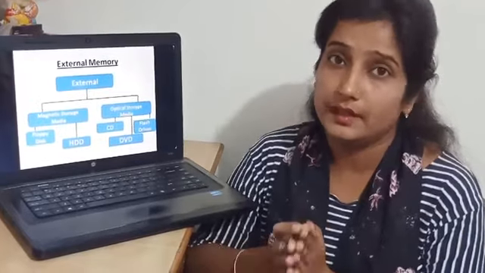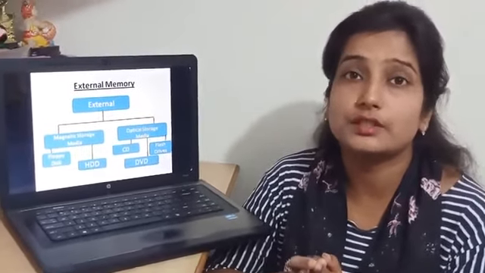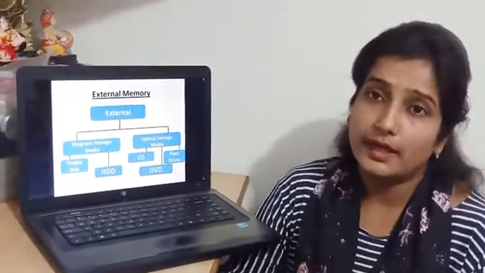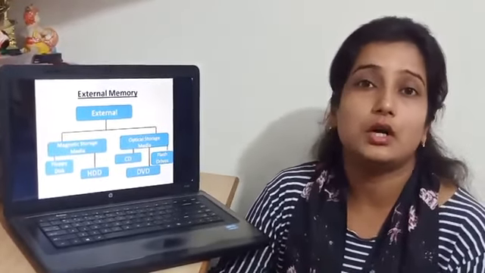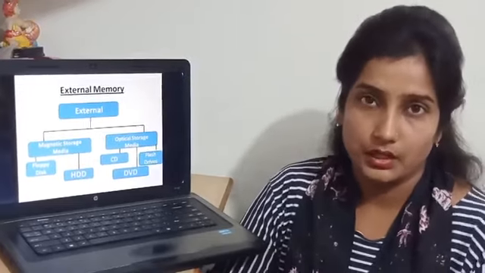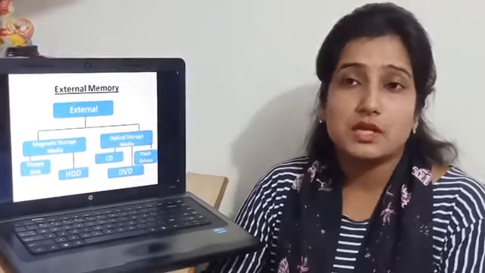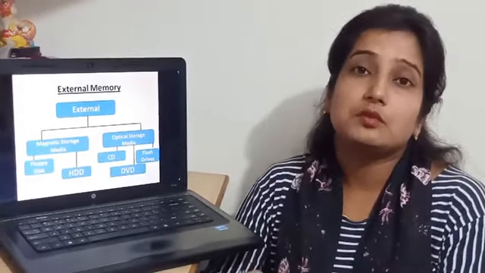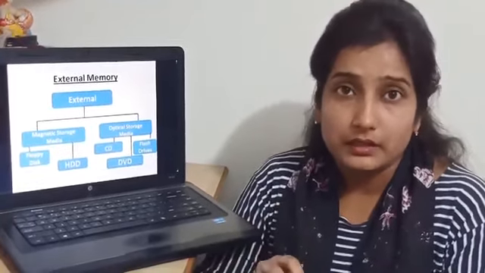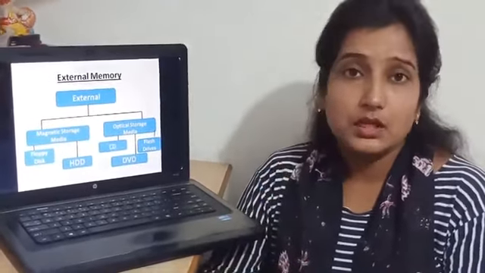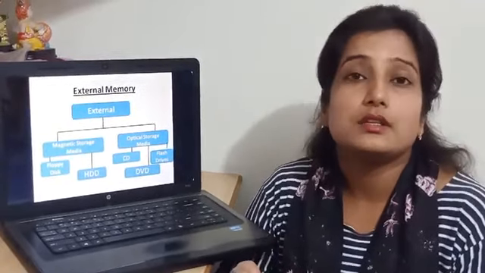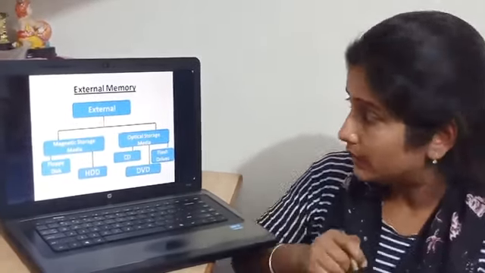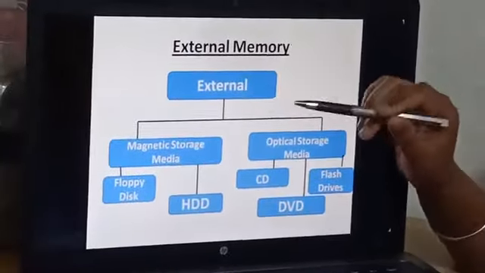And the RAM is the temporary memory. It cannot store the data for a long time. So RAM and ROM both are of no use if we talk about permanent storage. So we need a separate kind of memory where we can store our data permanently. So external memory or the secondary storage is the answer where you can store your data permanently. So that's why we need external memory.